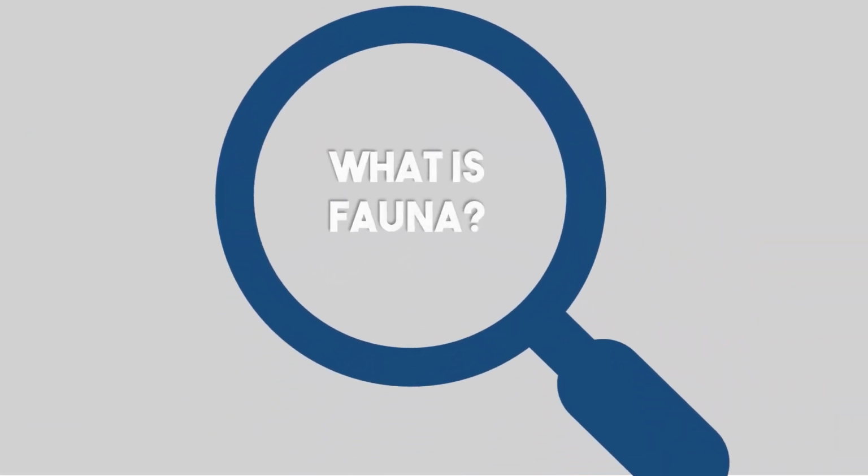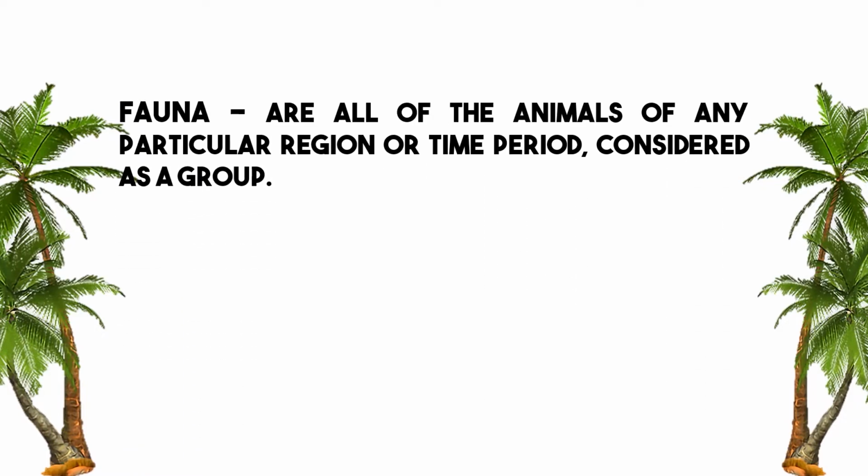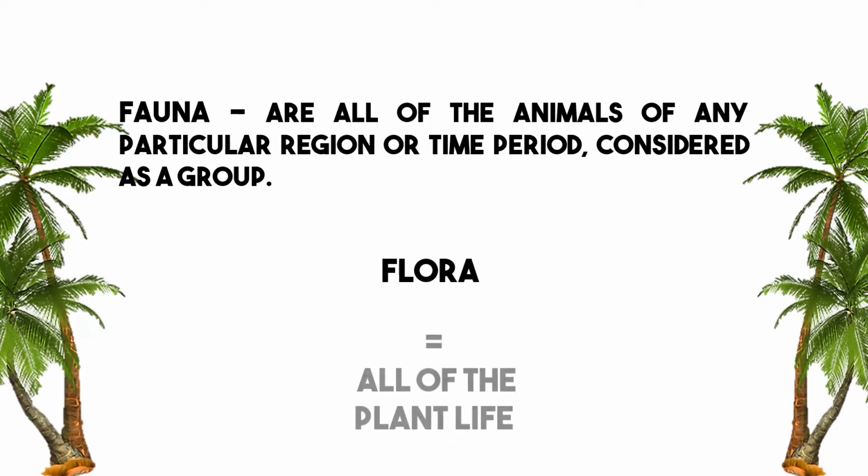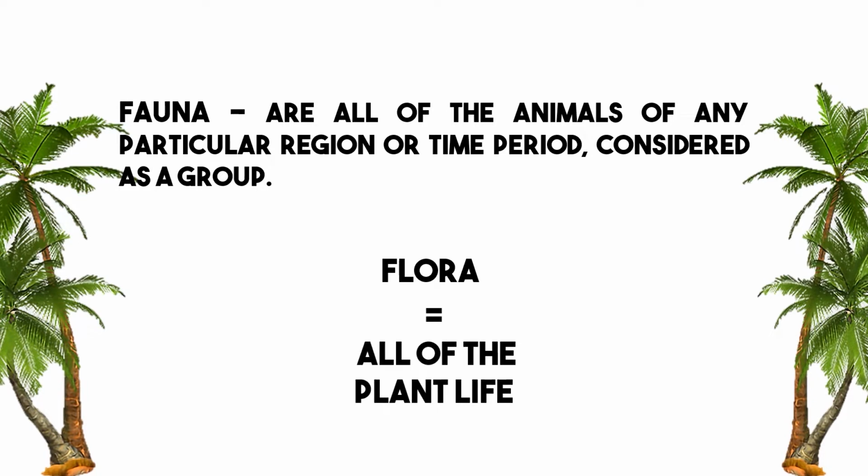What is a fauna? Fauna are all of the animals of any particular region or time period considered as a group. The term is contrasted with flora, which refers to all of the plant life in a particular region or during a stated period of time. Here are the different types of faunas.